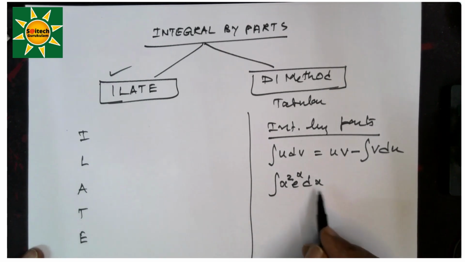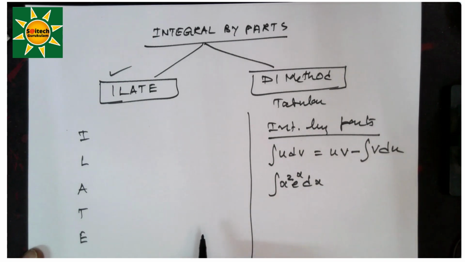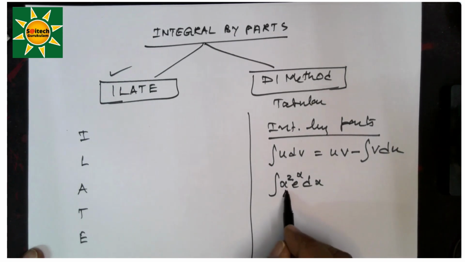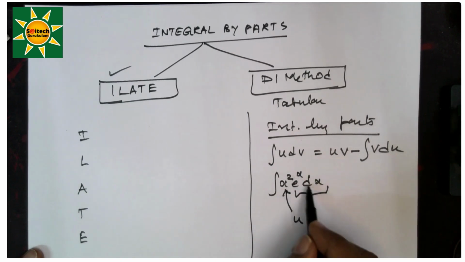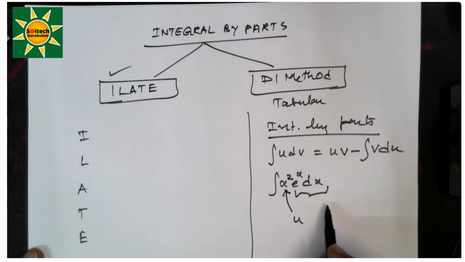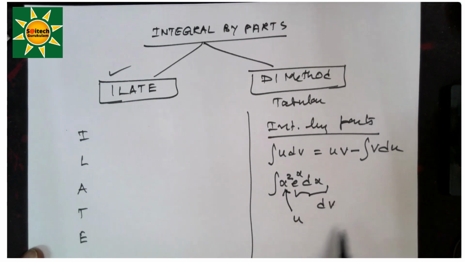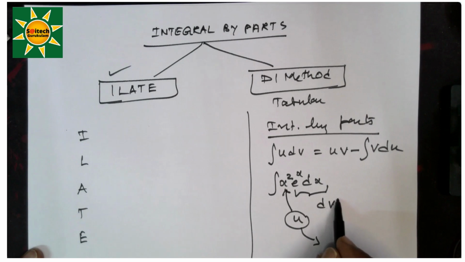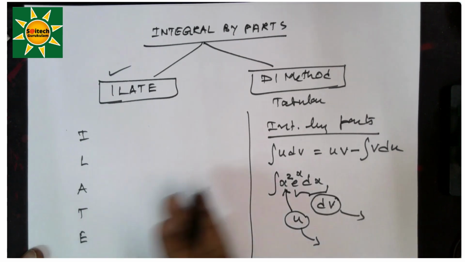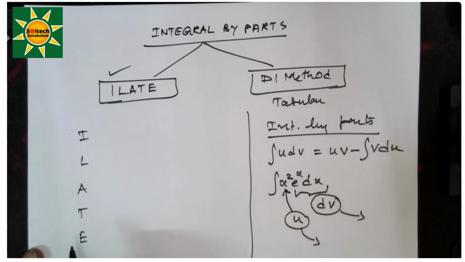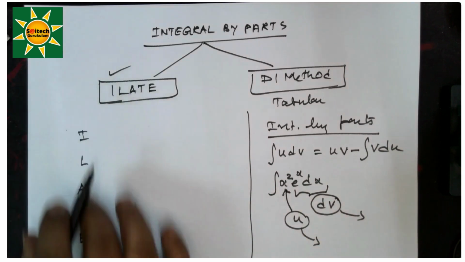So here you can find two functions. The x squared is taken as u and e power x dx is taken as dv. So we have to differentiate this u, and in this case we have to integrate this dv. Now let me explain one by one. Which should be taken as u and what is the clue for that?